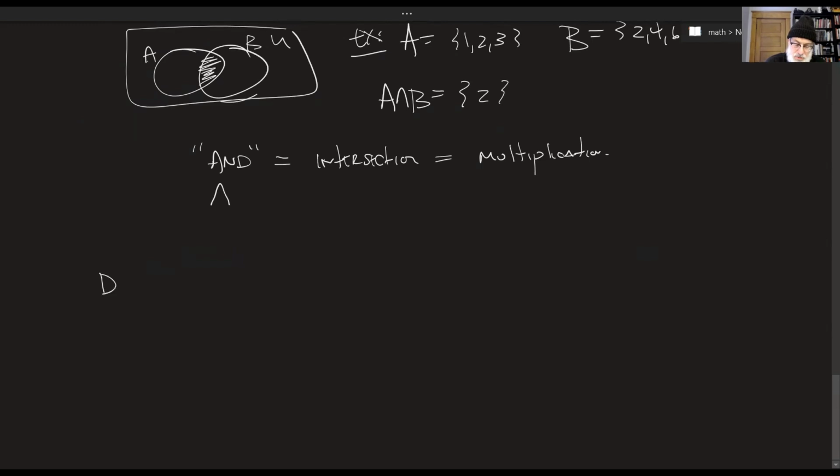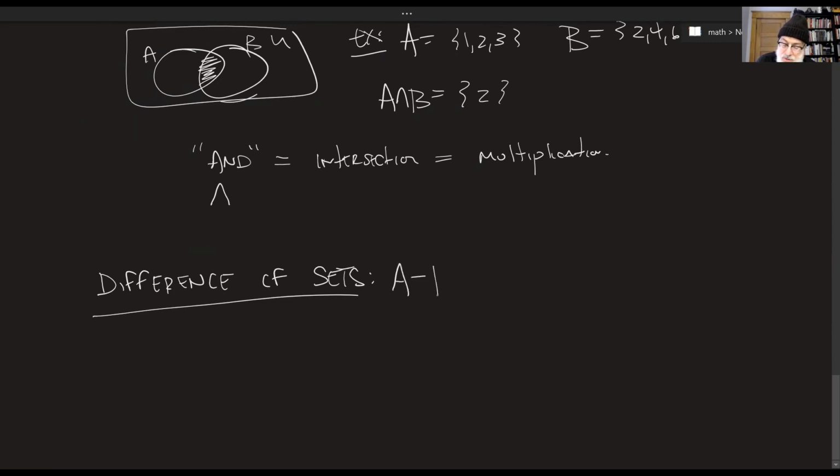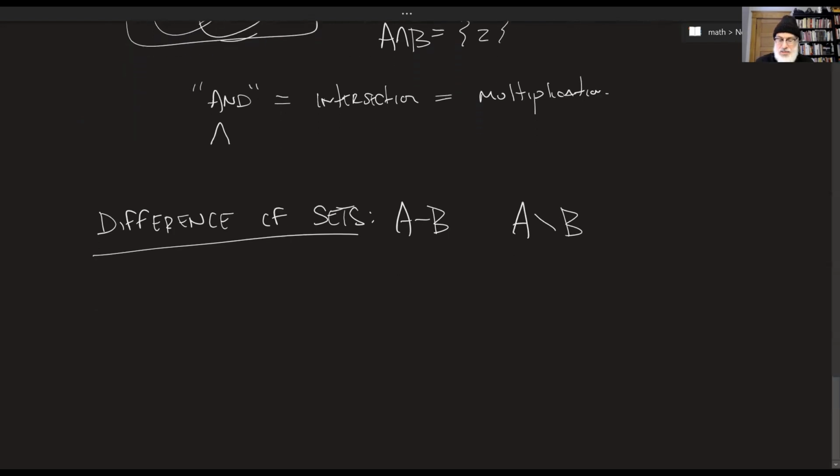Now let's look at what's called the difference of sets. There's a couple notations here. I like the subtraction notation, where it's A minus B. But you will also see this notation. Both mean A without B or A not B. However you want to say it, it's the same.